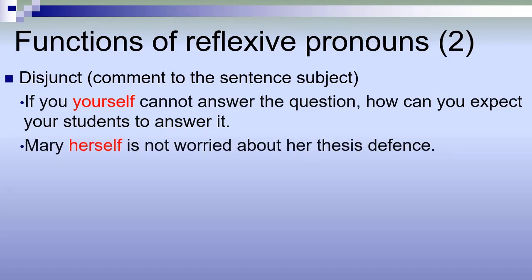Mary herself is not worried about her thesis defense. She's very clever. Don't worry. She's not worried about that. Just she's different from us. So herself here, can we ask a question and the answer is herself? How isn't Mary worried about her thesis defense? How isn't Mary worried about her thesis defense herself? No, we cannot say that. So herself here is a kind of disjunct because it gives comment on Mary herself. So it's a disjunct.